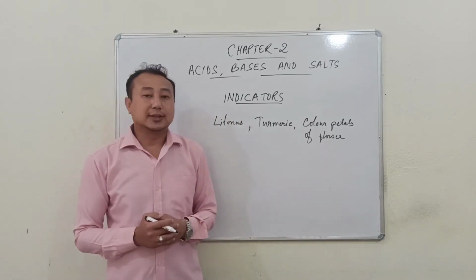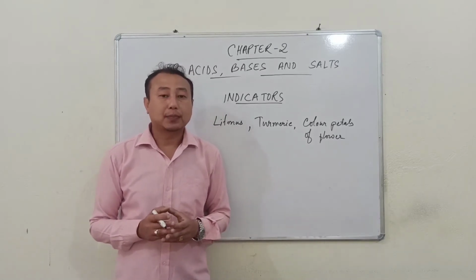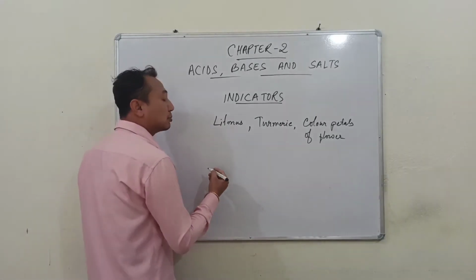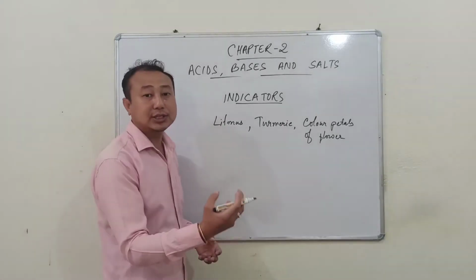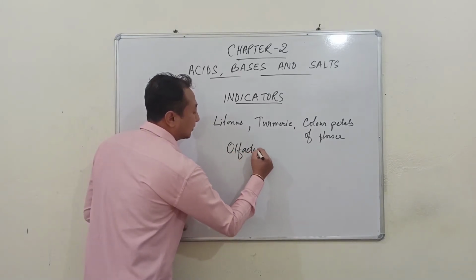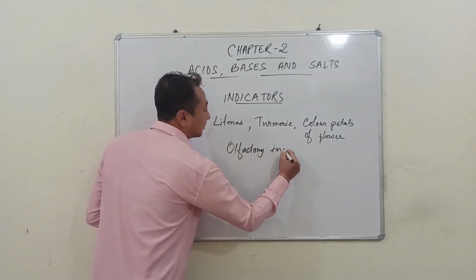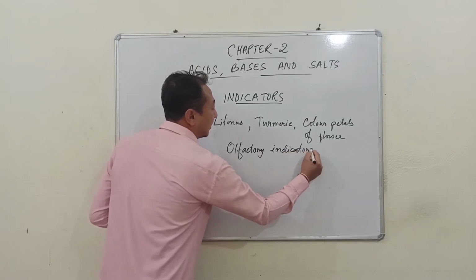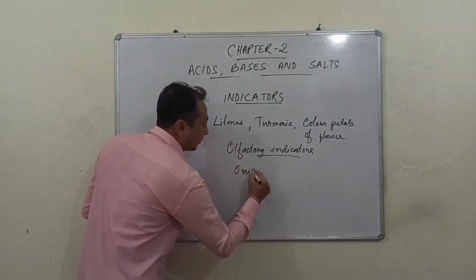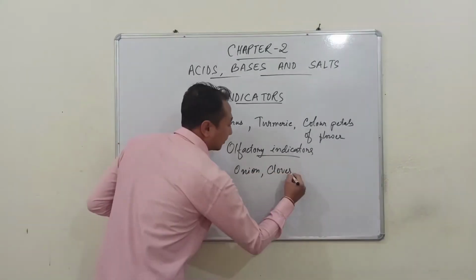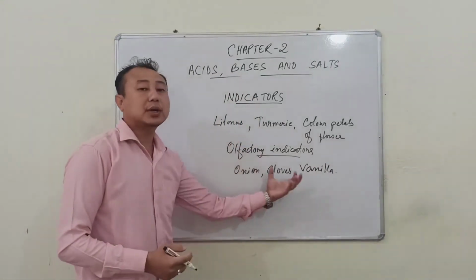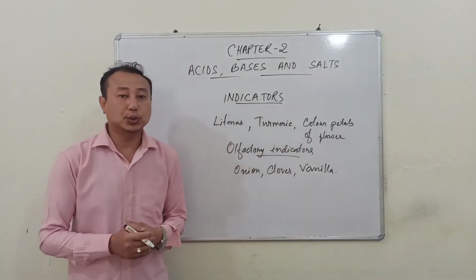There are some other indicators. Instead of changing their color, they change their smell. Those types of indicators which change their smell in order to detect whether a substance is an acid or a base are known as olfactory indicators. Some of the common olfactory indicators are onion, cloves, vanilla. So these are some of the common olfactory indicators that we use.